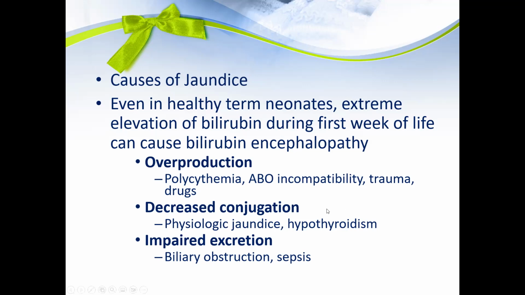And then decreased conjugation is caused by physiological jaundice, hypothyroidism. We can also have an impaired excretion of the conjugated bilirubin if there's some sort of obstruction in the biliary system. That can lead to sepsis, or if the child has sepsis, because with sepsis we don't see organ perfusion, right? Because the body's vasodilating, and so the blood coming from the heart doesn't get out and perfuse the way it's supposed to.